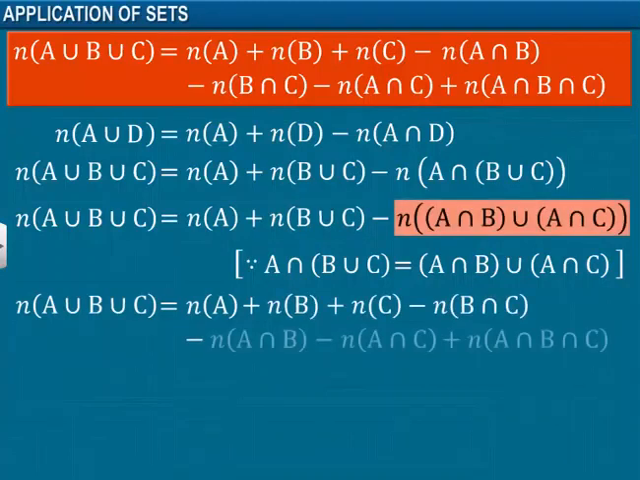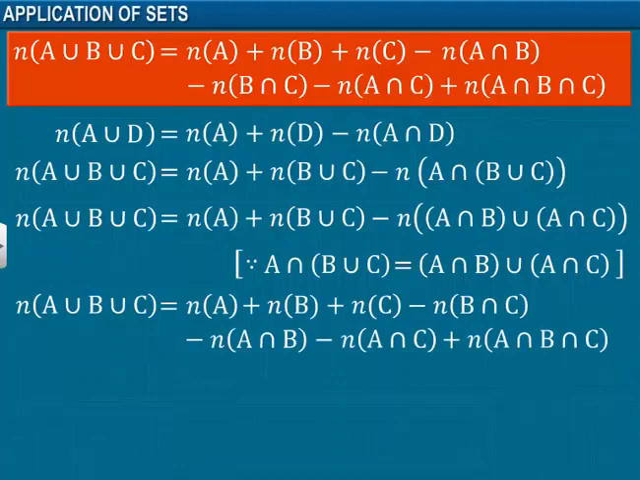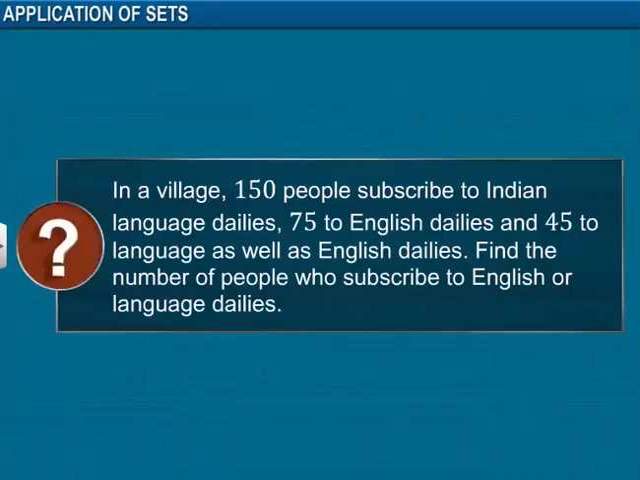We will see some practical situations where we can use these relations. In a village, 150 people subscribe to Indian language dailies, 75 to English dailies, and 45 to language as well as English dailies. Find the number of people who subscribe to English or language dailies.